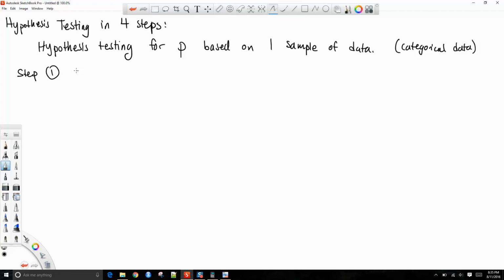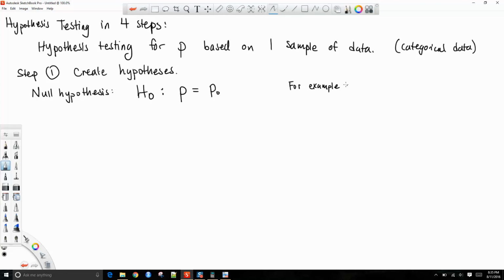is create your hypotheses. Okay, and so you have a null hypothesis, which we write as H0. Okay, and the null hypothesis is P is equal to some number P0. Okay, and so for example, we would say the null hypothesis is that P is equal to 0.42. Okay, and so in this case, P0 is 0.42. So P0 is some number.